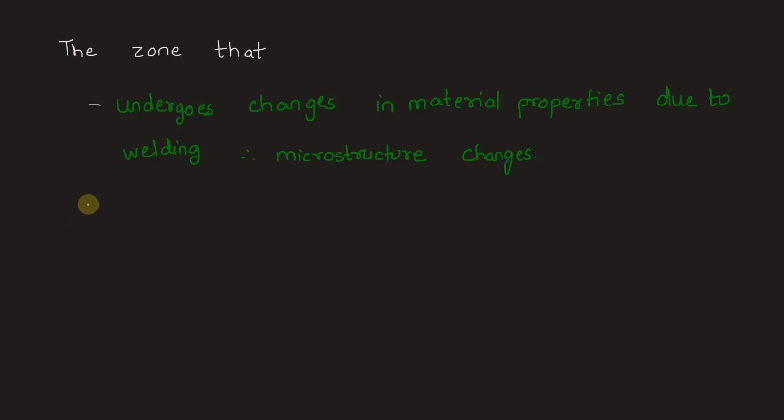Second point is that it does not melt. There is a part that will melt, which is nothing but the fusion zone, and the part that does not melt but whose material properties change because of the microstructural change is nothing but the heat affected zone. So here we can say that it does not melt, and it is located between the fusion zone and the parent metal.